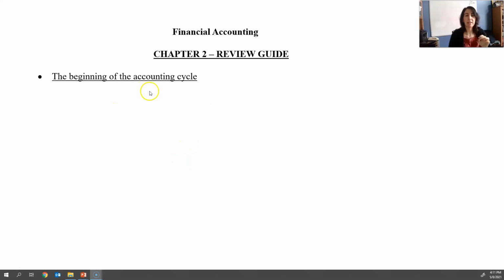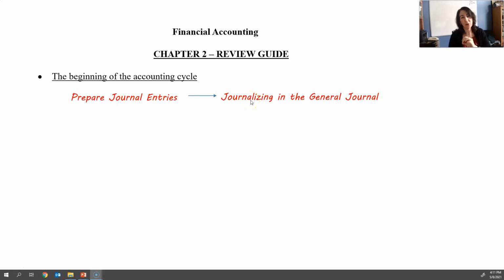All right, so the beginning of the accounting cycle is where we're starting here. And what we're really doing is we're going to analyze business transactions by preparing journal entries. We prepare those journal entries in what we call journalizing. We do that in the general journal. Accounting likes to use a lot of the same words. So we're going to be preparing journal entries, and that's called journalizing in the general journal.